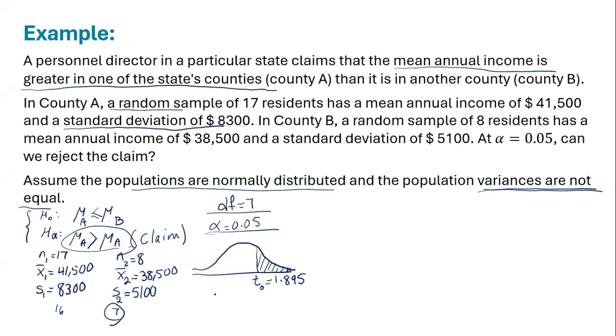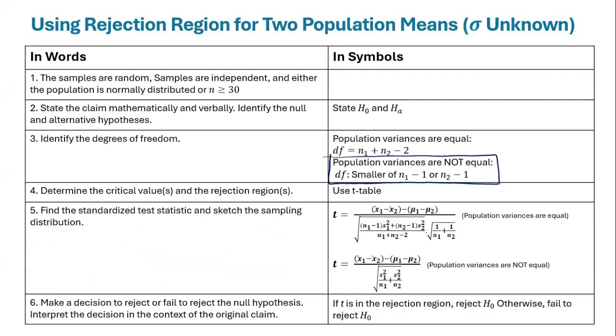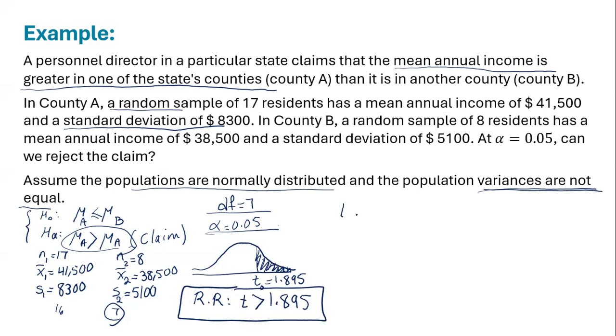After finding the critical value, I know that the rejection region is the shaded area, and the shaded area means any t-value that is greater than this number because it's on the right side. Now, after finding the rejection region, next step is to find the standardized test. Since variances are not equal, I'm going to use this formula. Okay? So let's write the formula.